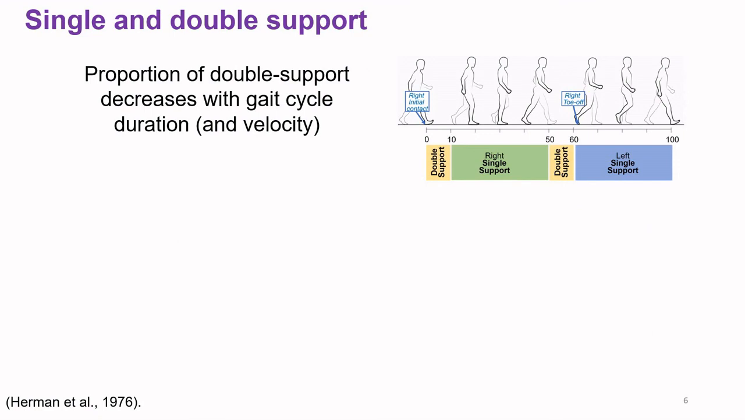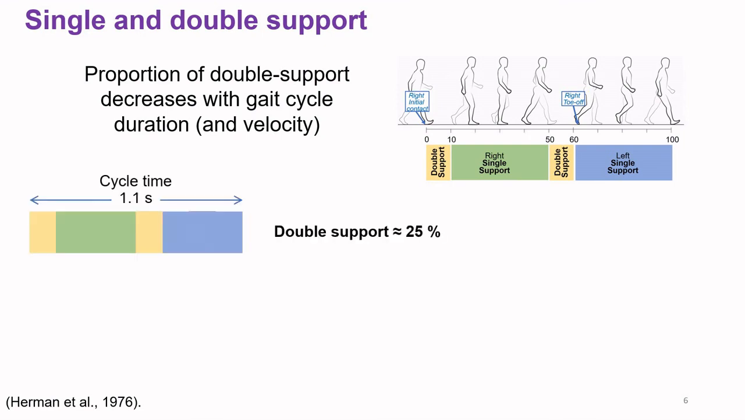The proportion of the gait cycle spent in single versus double limb support varies significantly with gait velocity. Here we see a gait cycle represented that's completed in 1.1 seconds. This would be in the ballpark of an average gait cycle time. In this case, we see that double support accounts for about 25% of the total gait cycle. So about a quarter of the time, the person walking in this way has both of their feet on the ground at the same time.